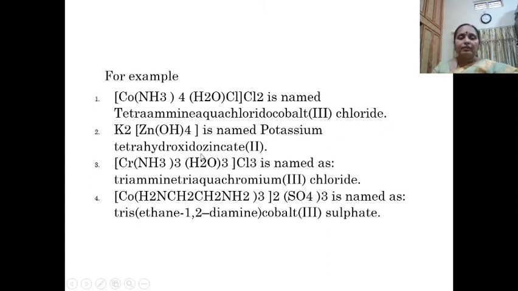Another example. In this case, it is named first the cation and then the anion. Because this is an anionic complex, while naming, always the positive ion is named first and then the negative ion. So it is potassium tetrahydroxidozincate(II).